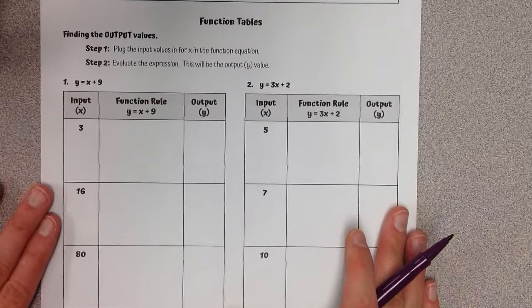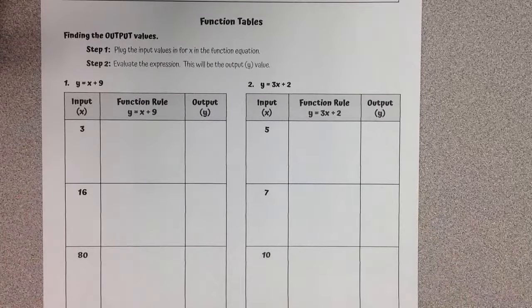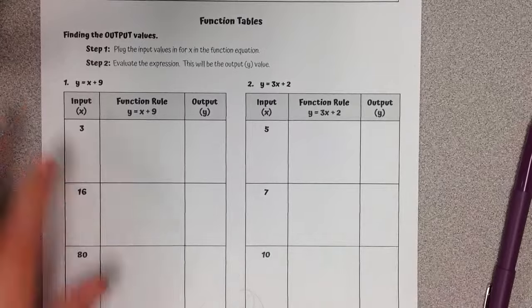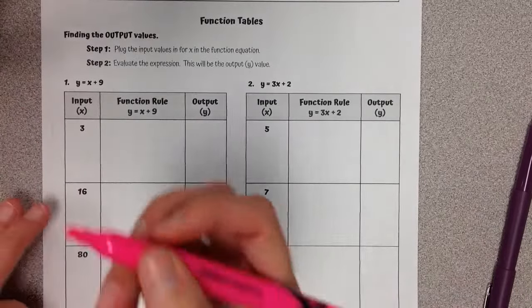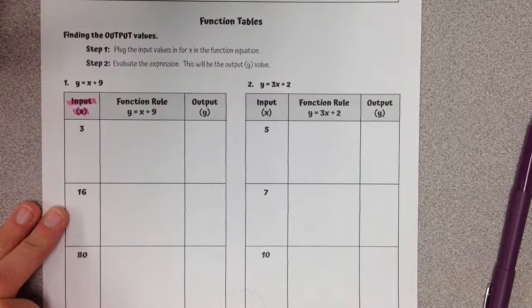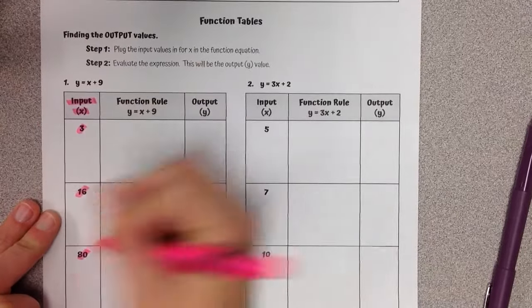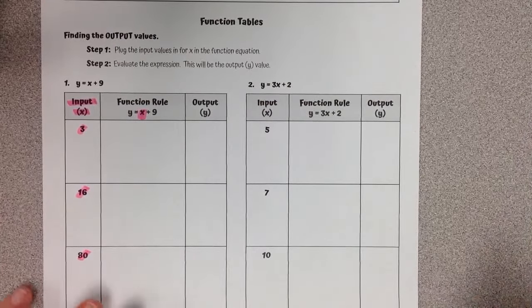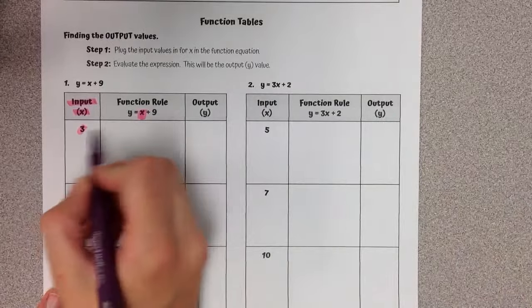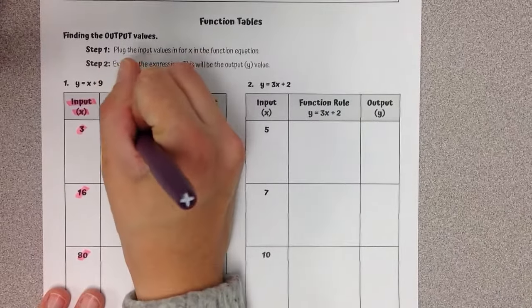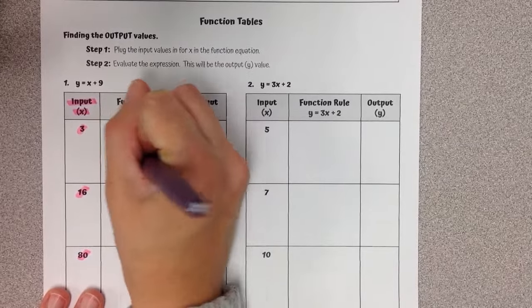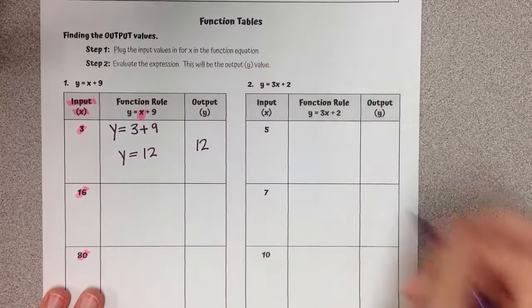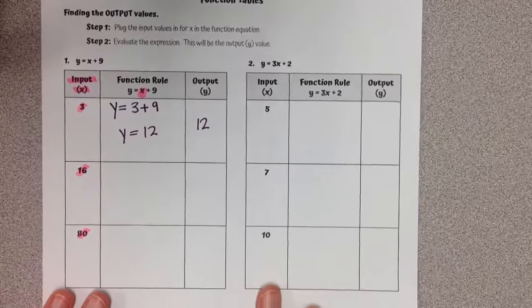So when we're given function tables, we are either going to be looking to find input values or output values. So first let's look at finding the outputs. I feel like this is a little bit easier. We are given some input values, which represents x. I'm going to plug these values in for x in this function rule and evaluate. So I'm going to plug in 3 for x. So y equals 3 plus 9, so y equals 12. So our output value when x is 3 is 12.